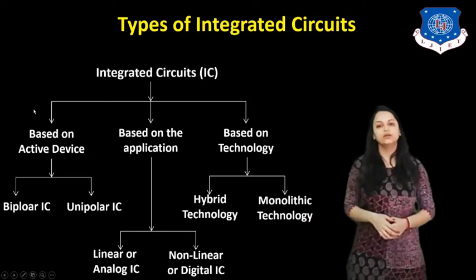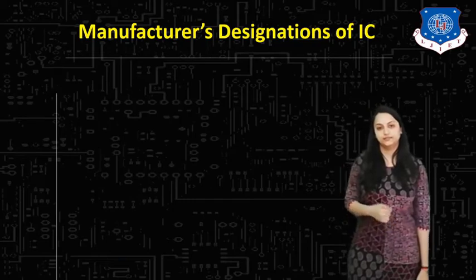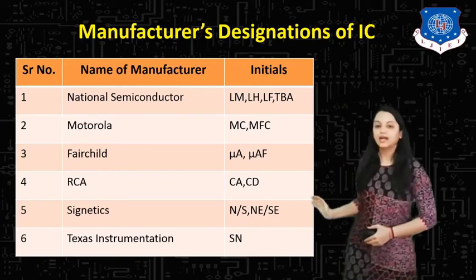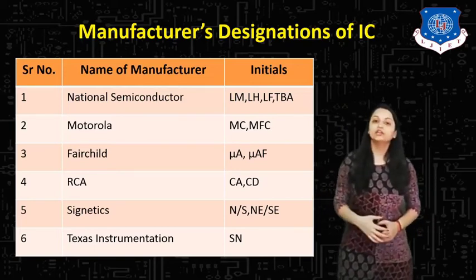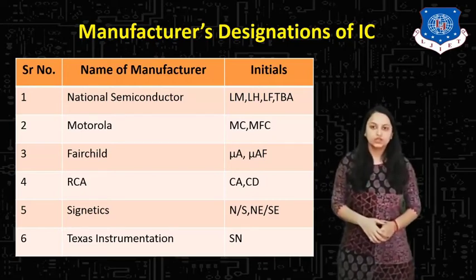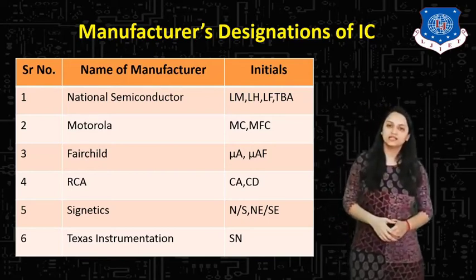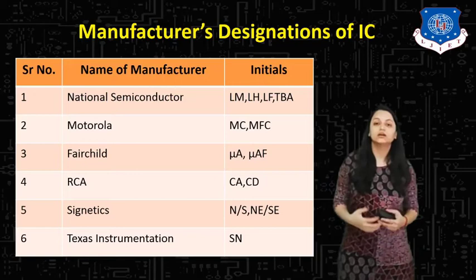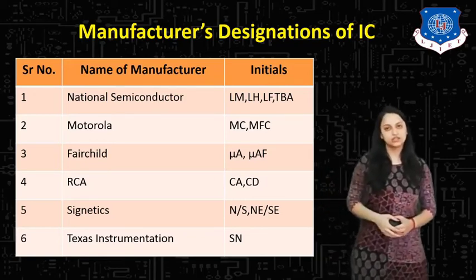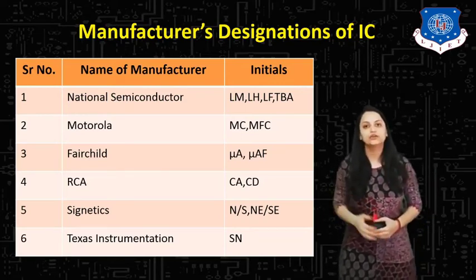Now, next let us see manufacturer designations of ICs. The table indicates how you can identify the manufacturer by looking at the physical appearance of the IC. There are generally 6 major manufacturers that manufacture ICs. There are a number of other manufacturers too, but we are going to target the major manufacturer designations, so that you can identify by the initials which company has manufactured this particular IC.